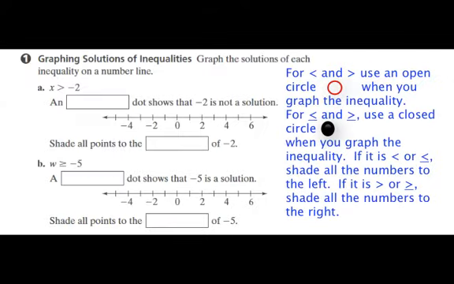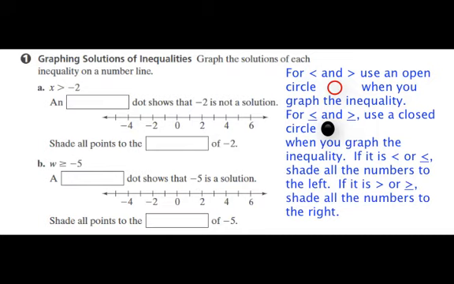Please copy down these important directions. For less than or greater than, use an open circle when you graph the inequality. For less than or equal to, or greater than or equal to, use a closed circle when you graph the inequality. If it is less than or less than or equal to, shade all the numbers to the left. If it is greater than or greater than or equal to, shade all the numbers to the right. This probably doesn't make any sense to you right now, but after we graph a few, I think it'll start to make sense.